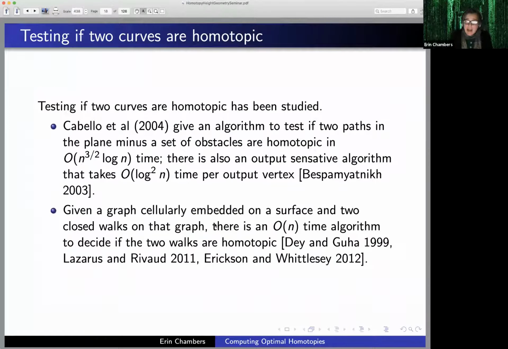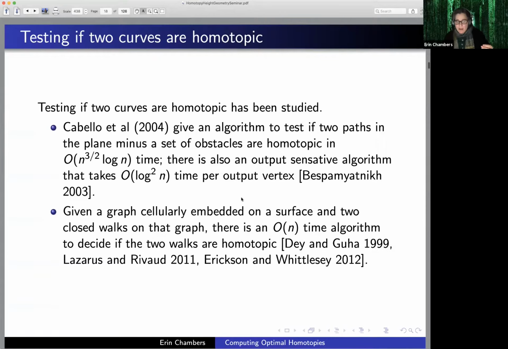Okay, so how do we deal with homotopy? Because this looks more topologically appealing. Now you're imposing something continuous here. So you can certainly test if two curves are homotopic. I think these are the current best. These are maybe a little misleading because I should define what N is. So you're in the plane minus a set of obstacles. You've got something that's subquadratic to do, where N is the complexity of the curves and the obstacles.